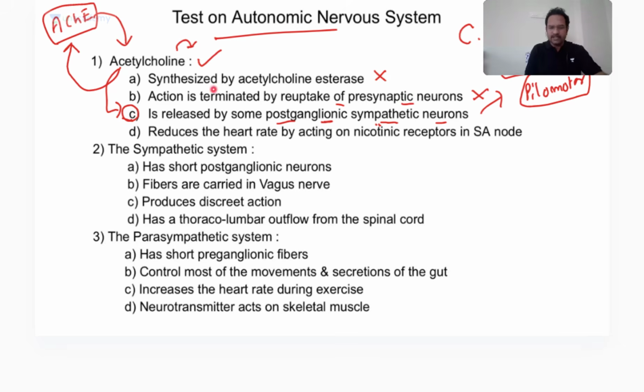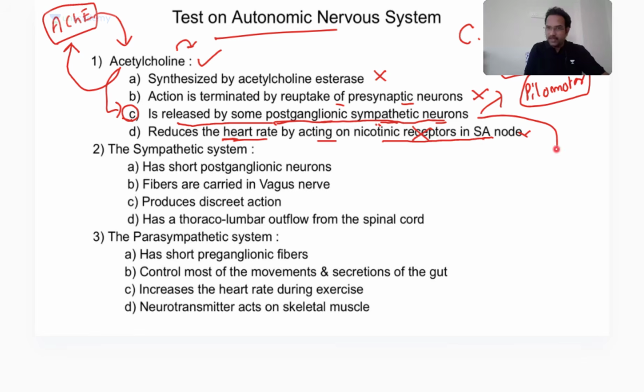But understand it. Let us see the last statement: acetylcholine reduces the heart rate by acting on nicotinic receptors and the SA node. So acetylcholine reduces heart rate, but not by nicotinic receptors and the SA node. No, this is not correct. So the only answer is: acetylcholine is released by some postganglionic sympathetic neurons.